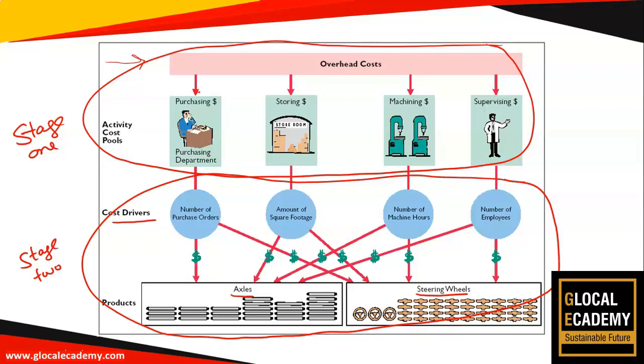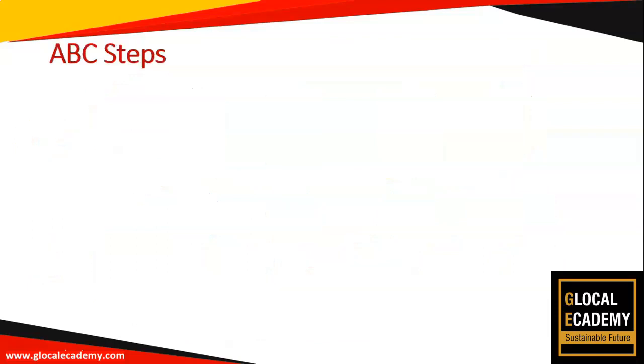Likewise, machining costs can be allocated to axles and steering wheels based on the number of machine hours, which is the relevant cost driver. And likewise, supervising cost is allocated to the 2 products based on the number of employees, which is the relevant cost driver. So stage 1, allocate overhead costs to the cost pools. Stage 2, allocate cost from the cost pools to the products based on relevant cost drivers.